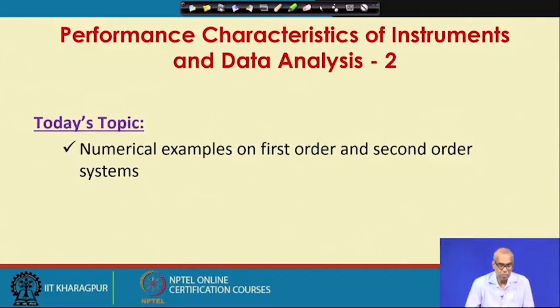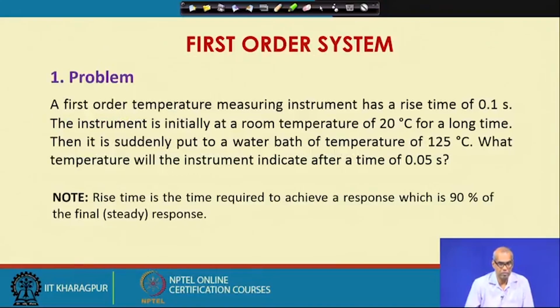So, in today's class, we will take a few numerical examples on first order and second order systems or instruments. So, let us take our first example, or first numerical problem. It is about the response of a temperature measuring instrument, which is a first order instrument.